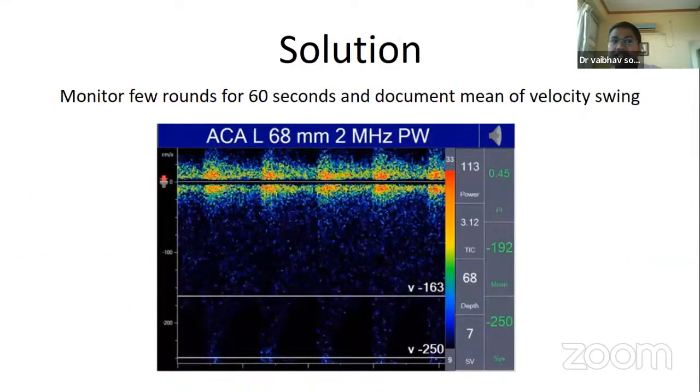So what is the solution? We have to monitor a few rounds of 60 seconds and document the mean flow velocity swing. With the mean flow velocity swing, we can get to know whether the patient is having exaggerated vasomotor reactivity or not.